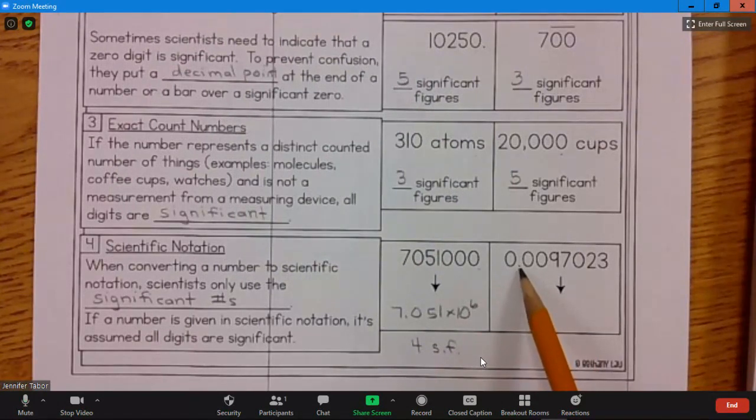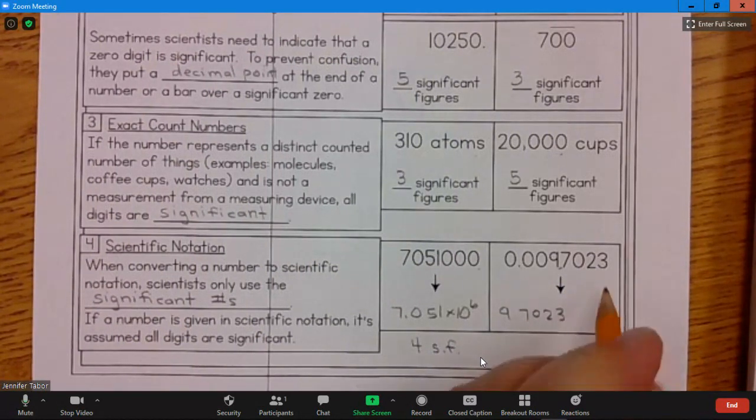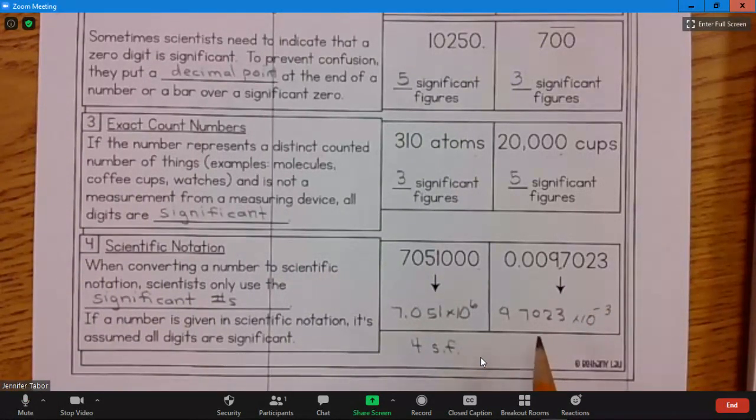And here, move the decimal point 1, 2, 3 spaces. So this is 9.7023 times 10 to the negative 3. And its number of significant figures is, can you see my decimal point? It's 1, 2, 3, 4, 5. 5 significant figures.